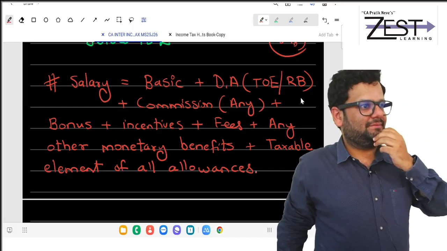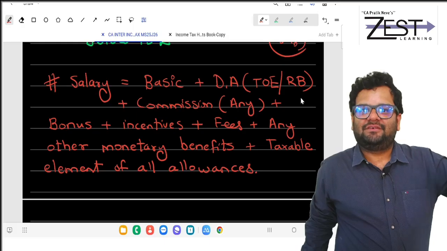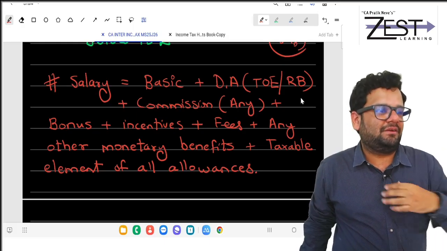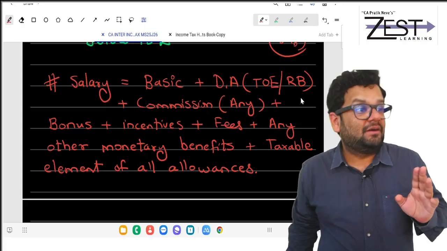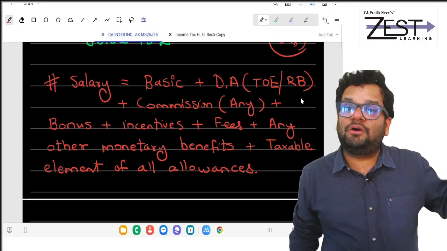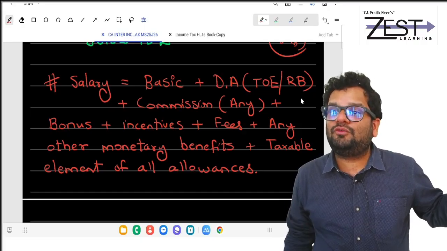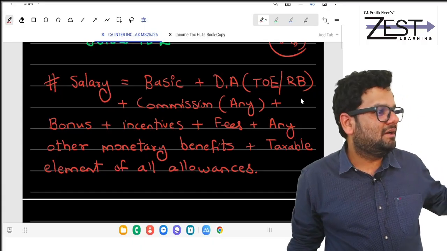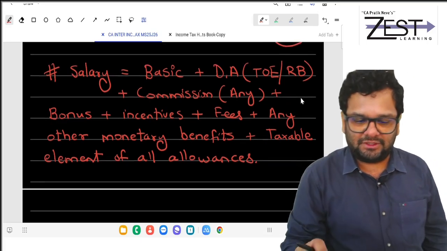Did you understand? Taxable element of allowances means to what extent that allowance is becoming taxable. That much you will take in your salary. If you observe, there is no perquisite here. Value of perk is not there. Only value of monetary benefits. And yes, taxable allowances. Taxable element of allowance. So this is your salary.